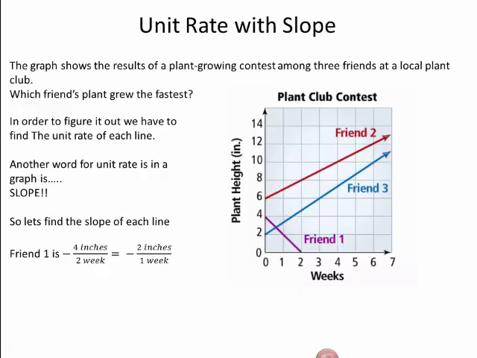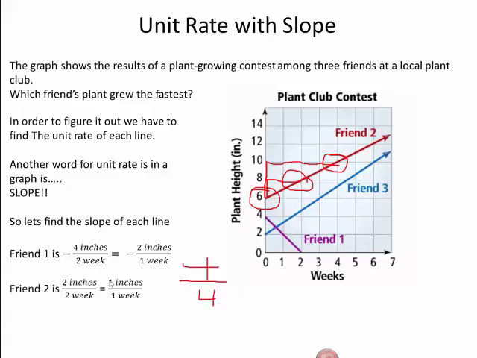I'm going to go from this point here to this point here. Now remember, I'm going by 2s. 2, 4, 1, 2, 3, 4. I could have also gone to this point. 2, 1, 2. And so that reduces to 1 inch per week.